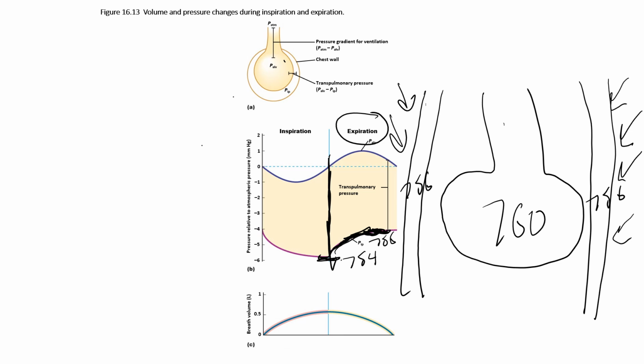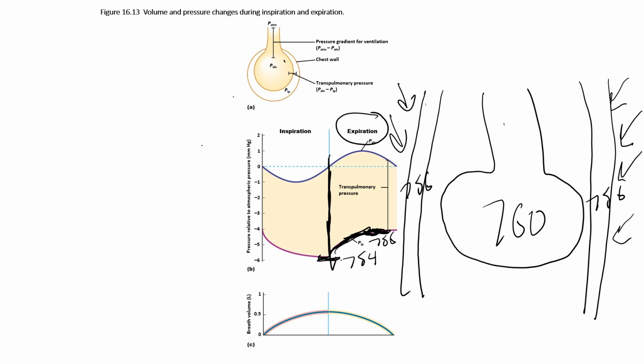So if you increase intrapleural pressure, then what are you doing to transpulmonary pressure? The difference between intra-alveolar pressure and intrapleural pressure. If you increase intrapleural pressure from 754 to 756, and intra-alveolar pressure stays at 760, then what are you doing? You're decreasing transpulmonary pressure. It's gone from 6 to 4.